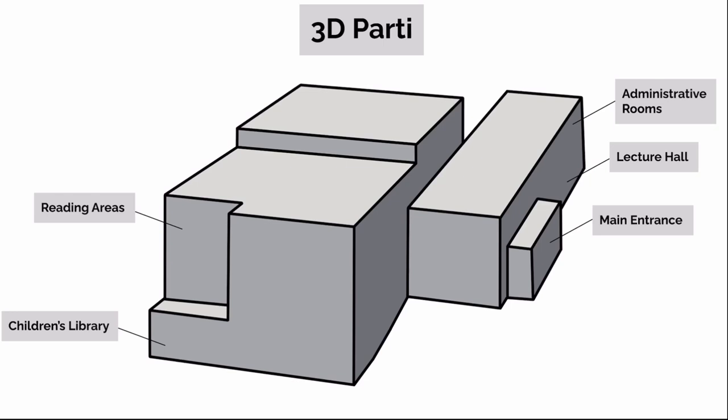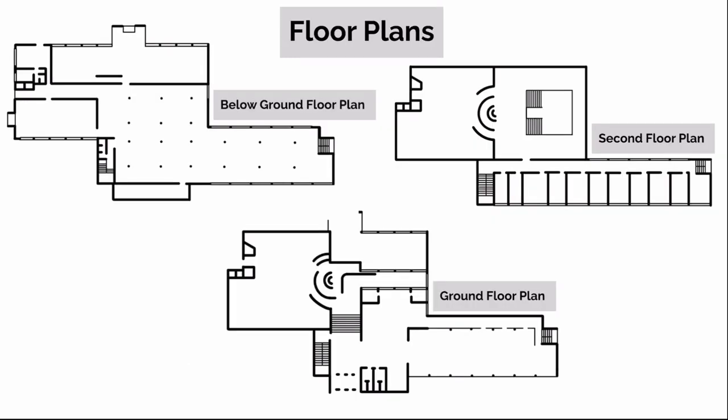The 3D partout diagram consists of three main clusters in massing. The first one is the entryway, which is framed apart and extended out from the rest, then leading to the lecture hall and administrative rooms, and the largest massing all the way to the left contains various reading areas and the children's library. The floor plans show the various structural elements within the walls.